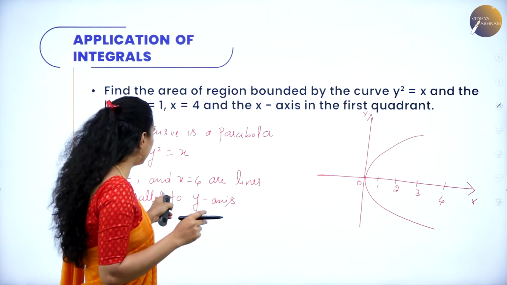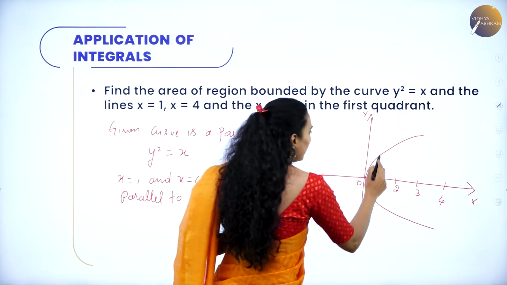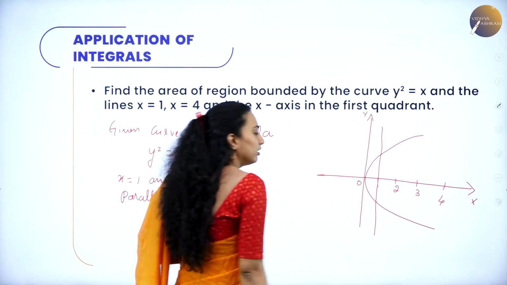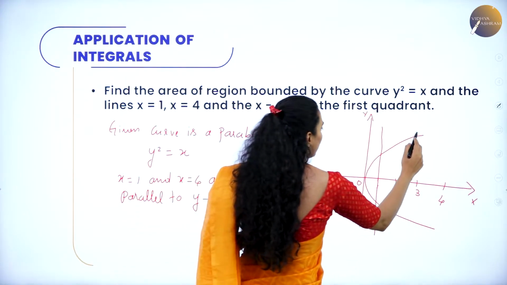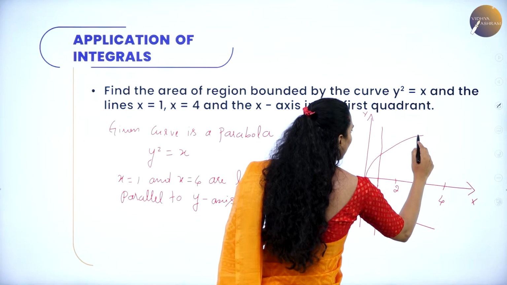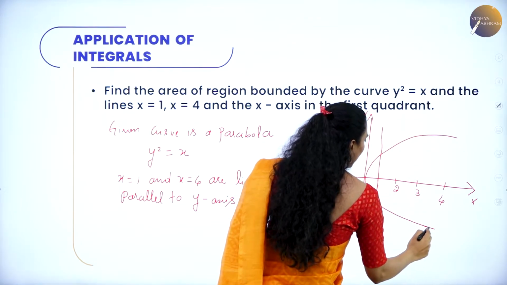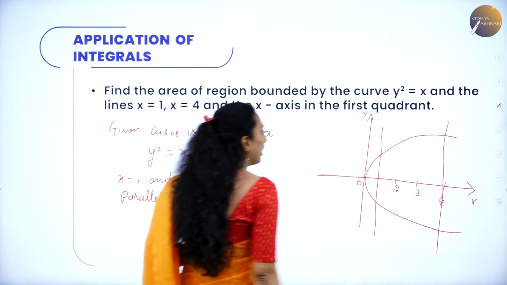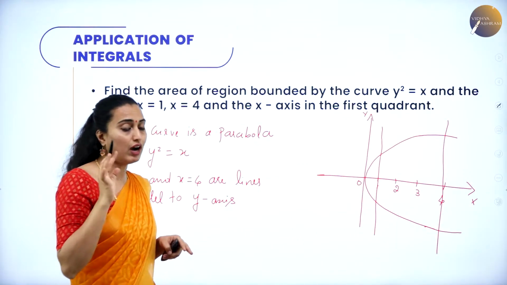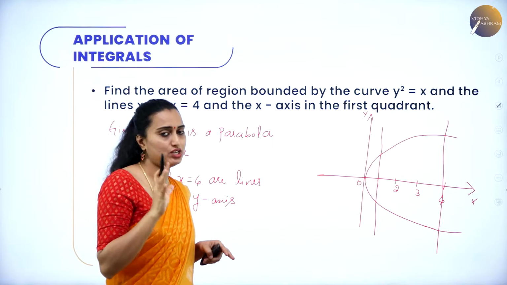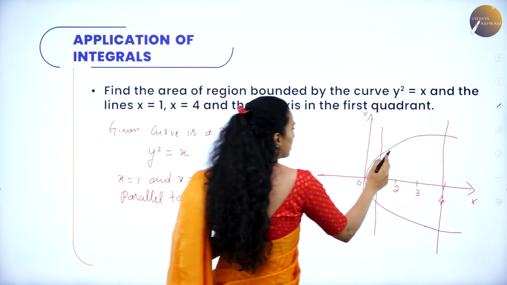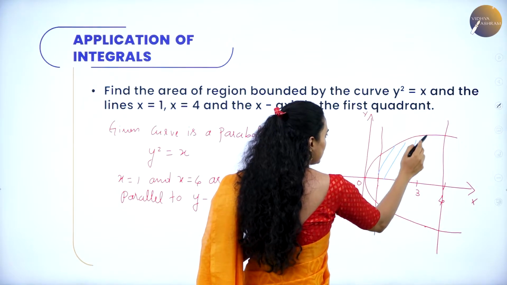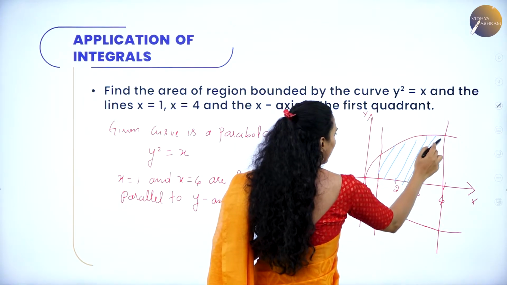What is the line? x = 1 is a line parallel to the y-axis, and x = 4 is also a line parallel to the y-axis. So you can extend this diagram. They've asked you to find the bounded region. What is a bounded region? This is the bounded region they've asked you to calculate, especially in the first quadrant.